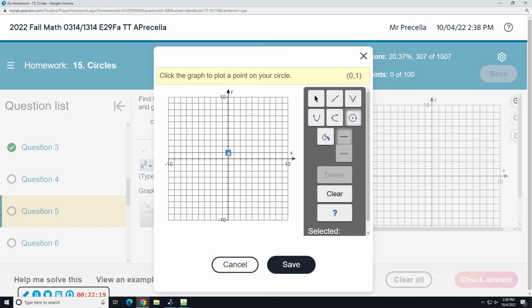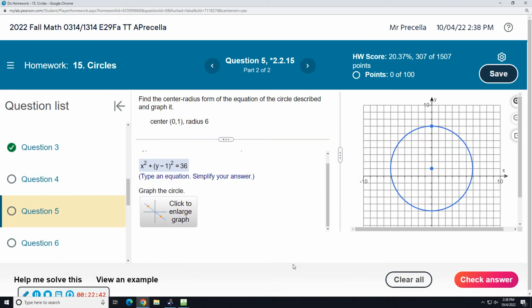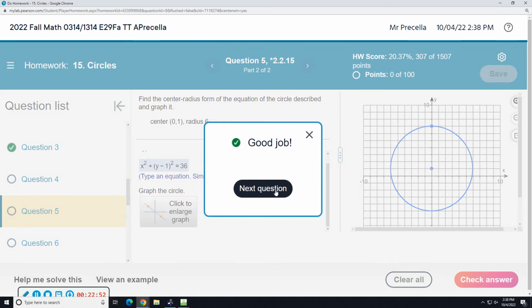Okay, so I plotted the point 0, 1. Let's move up 6. 1, 2, 3, 4, 5, 6. So if I started at 0, 1 and moved up 6, should I be at 0, 7? Yes. Okay. Any questions there? You have to check your answer.